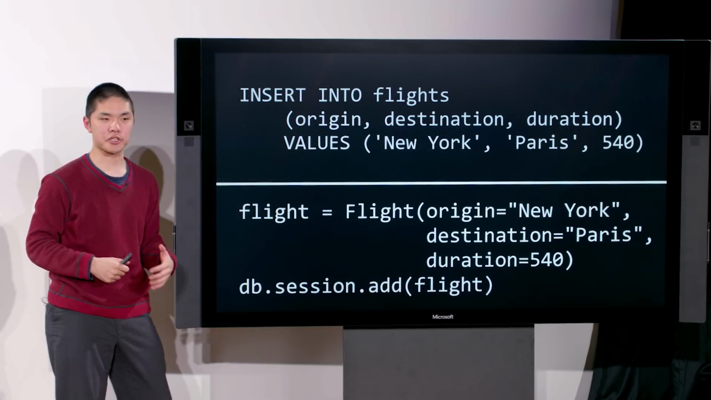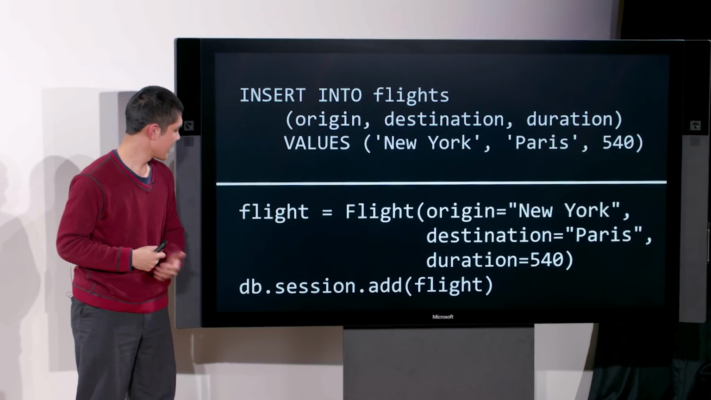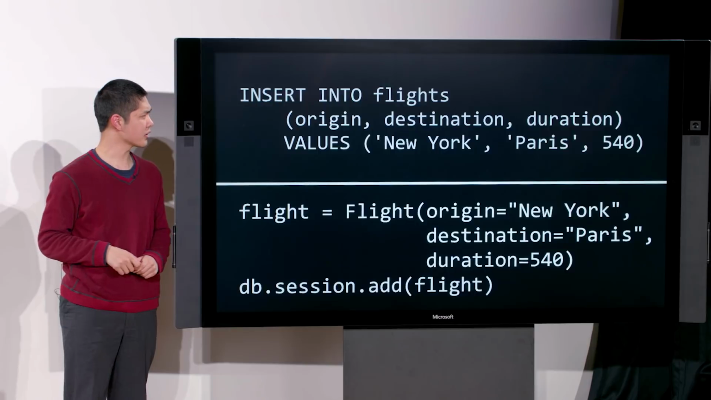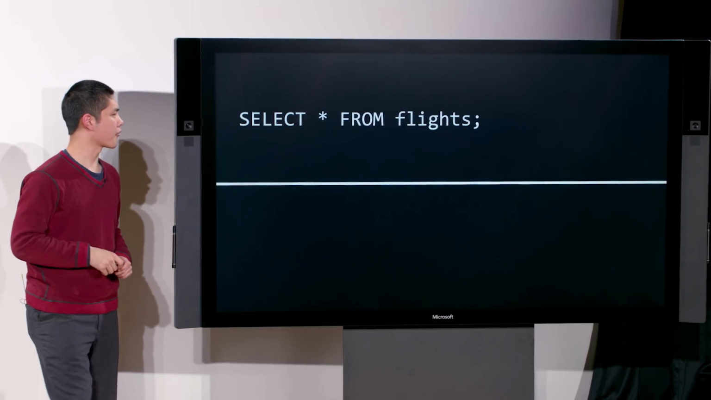We create the object just the same way we would create any Python object, and then we add it to our database. And so that would be the equivalent of the insert. What about select? Select star from flights.